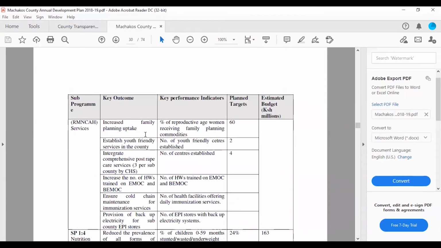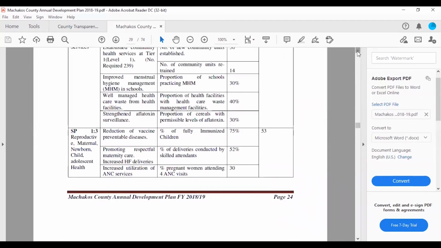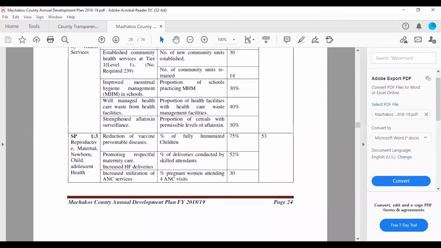And then increased family planning uptake, the percentage of reproductive age women receiving family planning commodities, they said 60%. If they say 60%, then when we are looking at the quarterly implementation reports, we will be able to know whether they met the targets they had set. Then establish youth-friendly centers in the county: they said they are going to establish 2. They also stated that they are going to integrate comprehensive post-rape care services, 3 per sub-county, and the number of centers established, they stated, was 4. The amount of money allocated for RMNCAH, all of it, is 53 million.